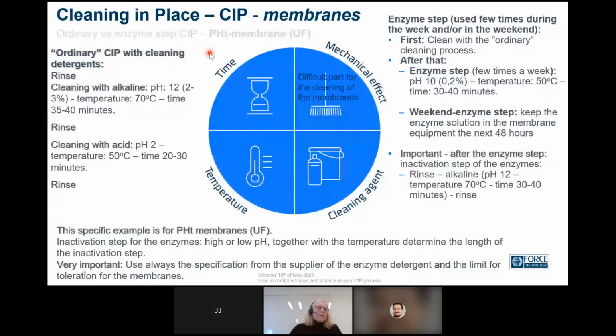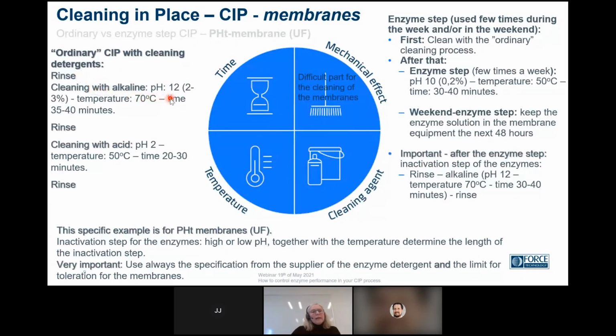This company has both the ordinary CIP and an enzyme step too. Sometimes it's used a few times a week, sometimes during the weekend. So always after the production time, they are going to have the ordinary CIP, and a few times a week, and maybe in the weekend, they are going to have the enzyme CIP too. The ordinary CIP is first a rinse, then a cleaning with an alkaline.